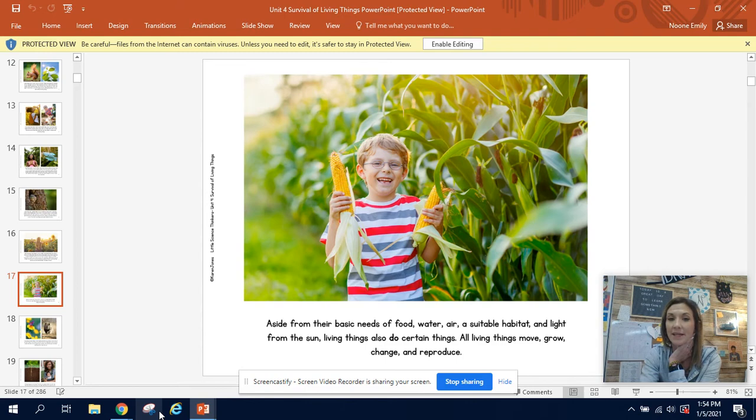Aside from basic needs of food, water, air, habitat, and light, living things also do certain things. All living things move, grow, change, and reproduce.